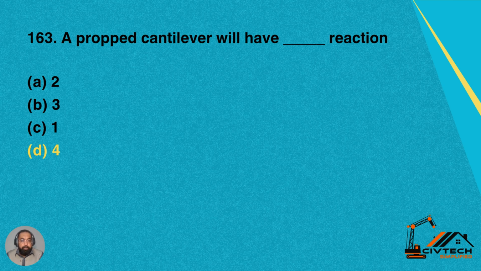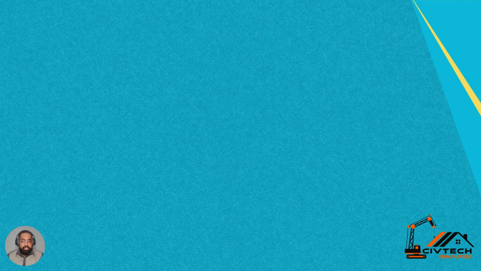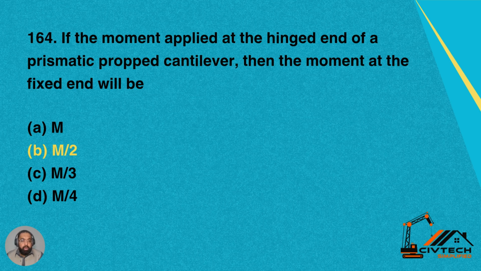Question 163. A propped cantilever will have dash reaction. Option A 2, option B 3, option C 1, option D 4. D is the correct option. It would have 4 reactions.